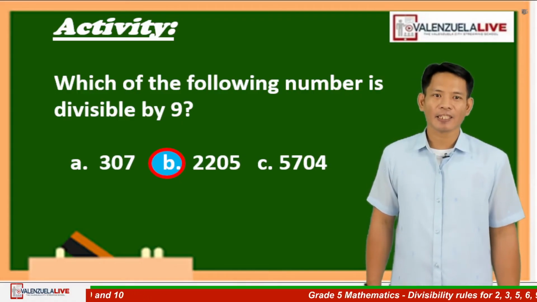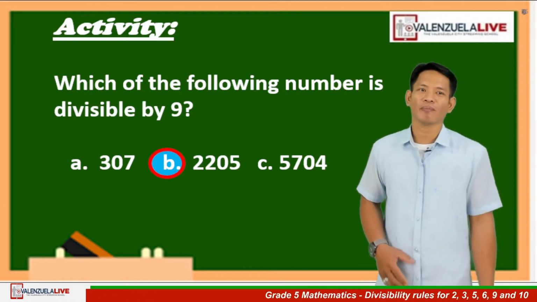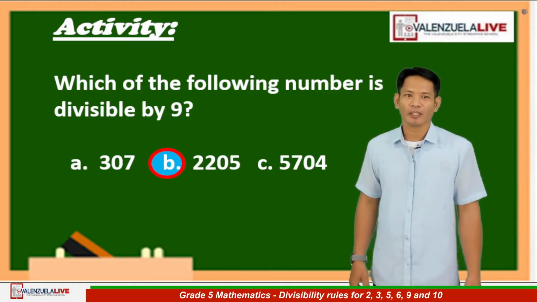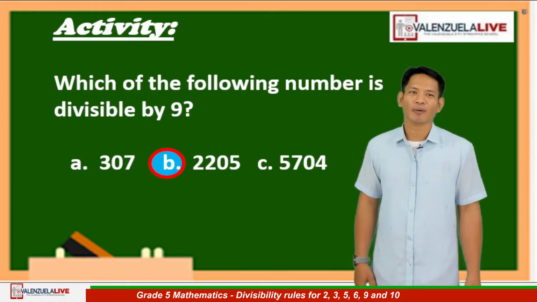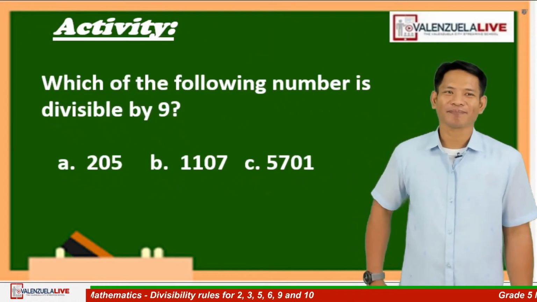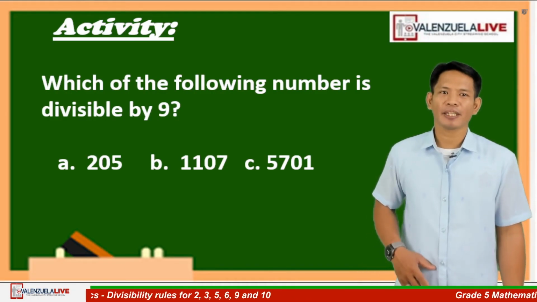In letter A, the sum is 10. It is not divisible by 9. And in letter C, the sum is 16. It is also not divisible by 9. Okay. Another one. Which of the following numbers is divisible by 9?